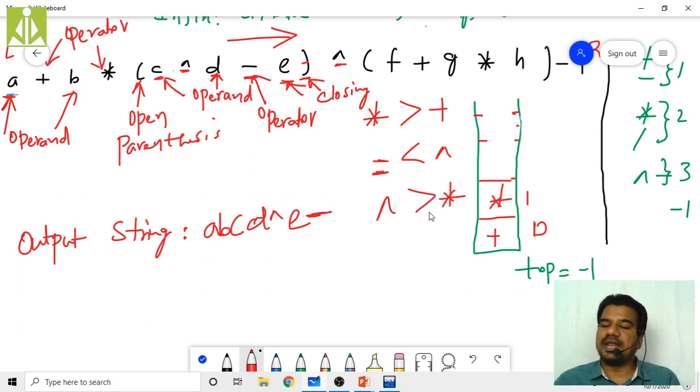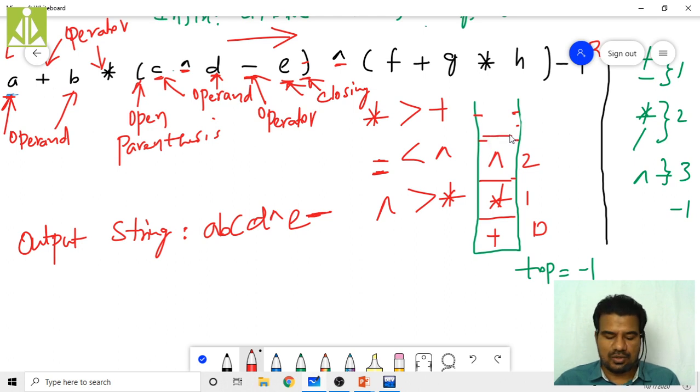Obviously your cap is greater, isn't it? Your scanned character is having the greater precedence. So what we have to do? If the scanned character is having the greater precedence, simply push it. Simply we have to push this cap over here by incrementing the top value, making it 2.